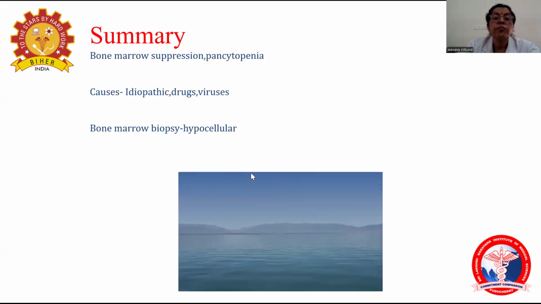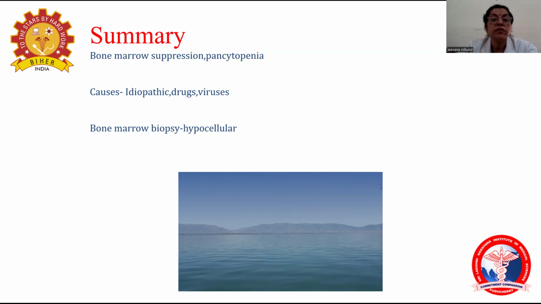So in summary, aplastic anemia is because of bone marrow suppression, and this bone marrow suppression is seen in the form of pancytopenia, that is reduction in all the cell lines, RBC, WBC, and platelets, and it is manifested in the form of anemia, that is the patient complains of weakness, breathlessness, etc. Because of thrombocytopenia, there is bleeding, and because of neutropenia, there is infection.